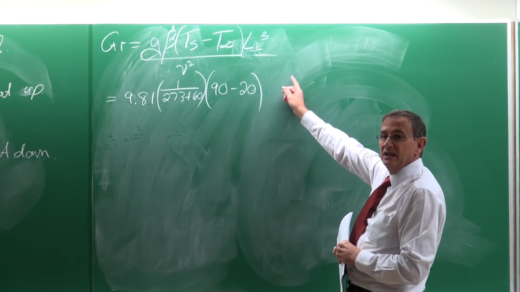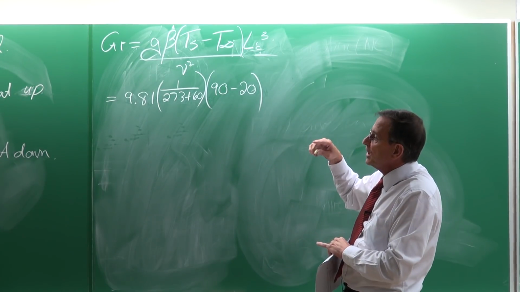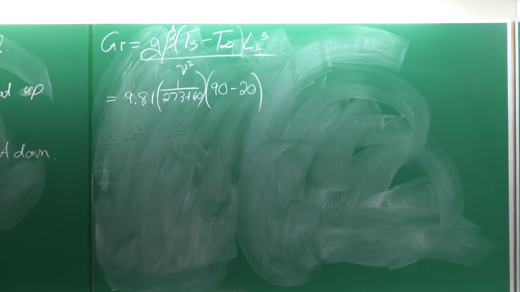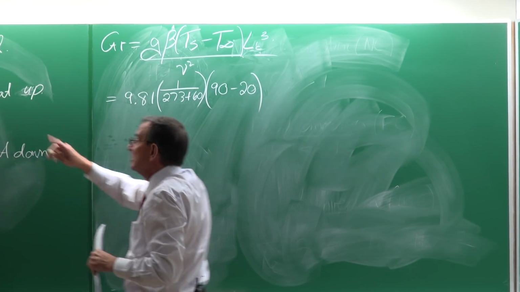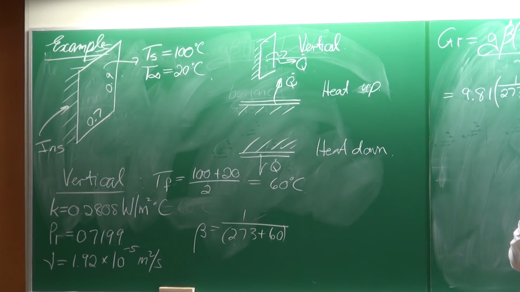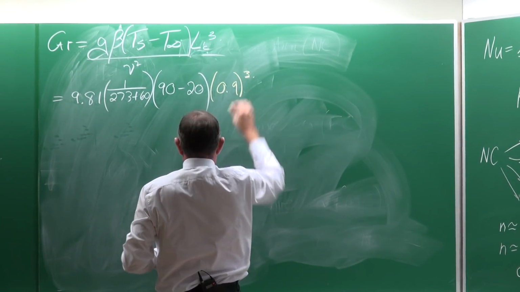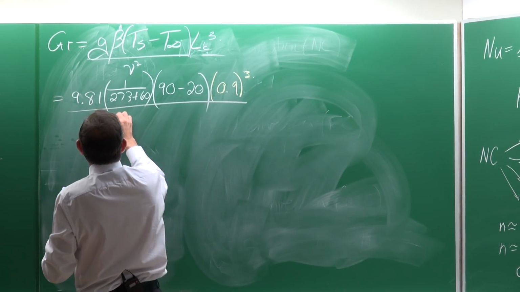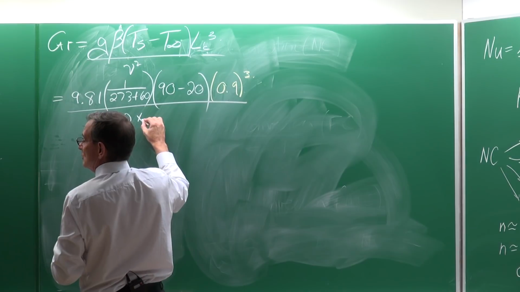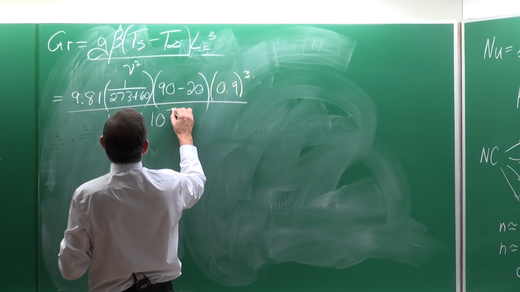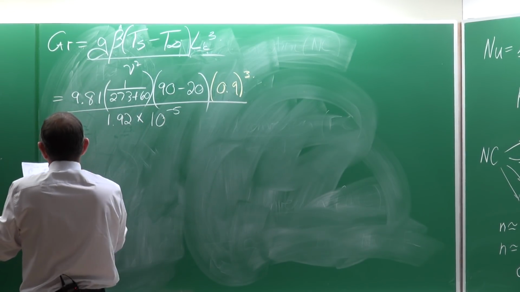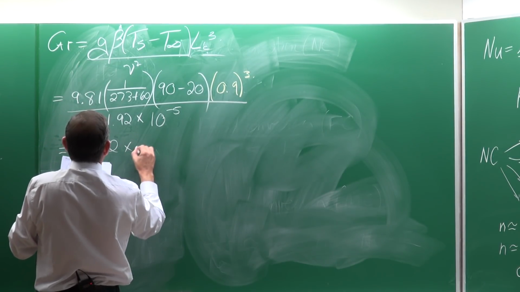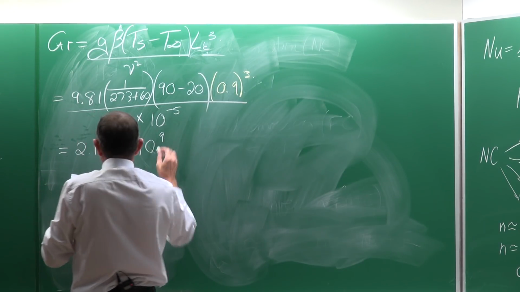and very importantly, in the textbook, they show that the characteristic length is L, and in the sketch that is equal to L. You see, 0.9 meters. So that is 0.9 meters, divided by the kinematic viscosity, which is equal to 1.92 multiplied by 10 to the minus 5. And the Grashof number is now going to be equal to 2.192 multiplied by 10 to the 9th.